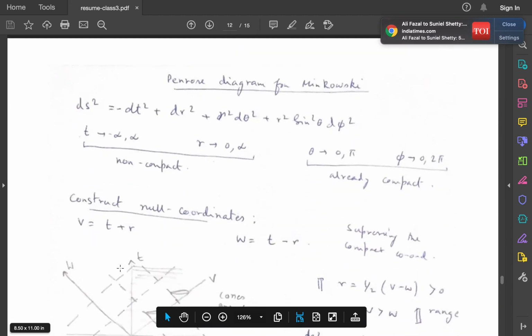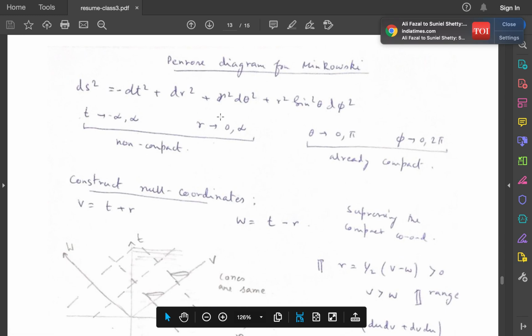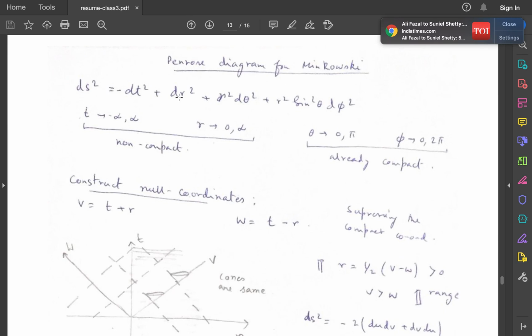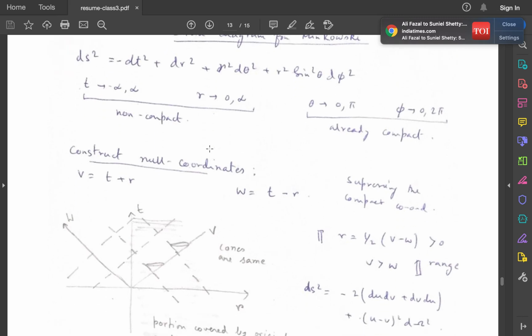Now let us first draw the Penrose diagram for Minkowski's metric. The Minkowski metric is given by this metric coefficient. You see this theta and phi are already in compact form because theta runs over finite values 0 to pi, and phi runs from 0 to 2 pi. However, t and r are non-compact. t is a more serious problem, it runs from minus infinity to plus infinity, whereas r runs from 0 to infinity. So we should be concerned about these two coordinates, from the recipe that we have learned.